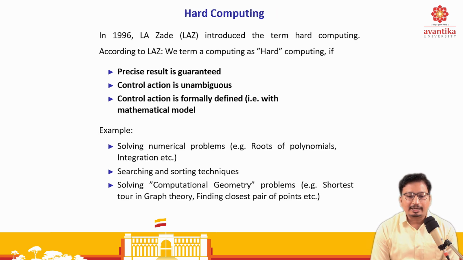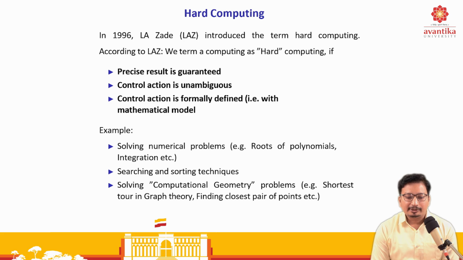Okay, so before starting with soft computing, first we will see what is hard computing. So in the year 1996, the scientist named Lotfi Zadeh introduced this term which is known as hard computing. According to hard computing, the characteristics are: it always provides the precise solution. The control action or the mapping function which we are using for the mathematical expression is unambiguous in nature, and the control action is formally defined, means a mathematical model is always there which is doing this computation.